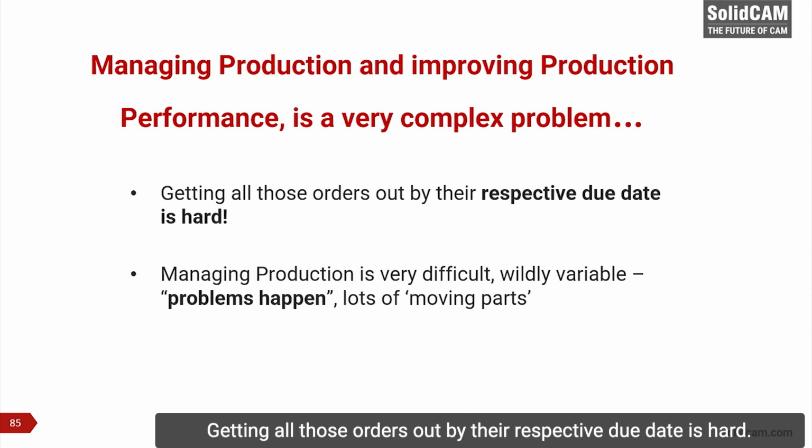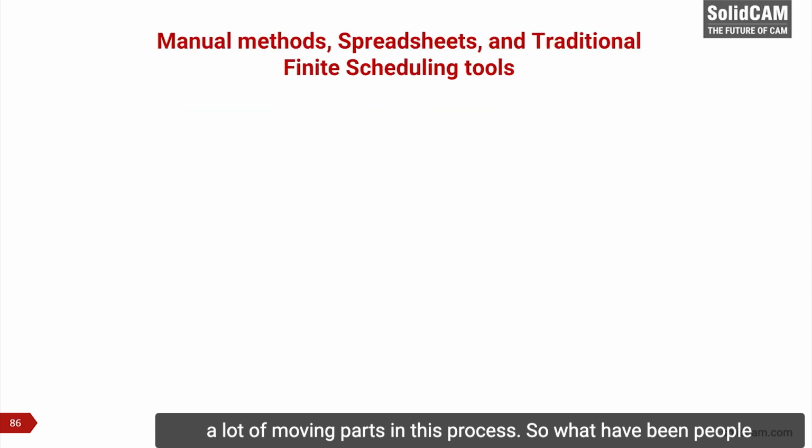Getting all those orders out by their respective due dates is hard. I've asked people, and they say, we are always late. Managing production is very difficult and wildly variable. You know, problems happen, things happen in the CNC machine, and there are a lot of moving parts in this process.